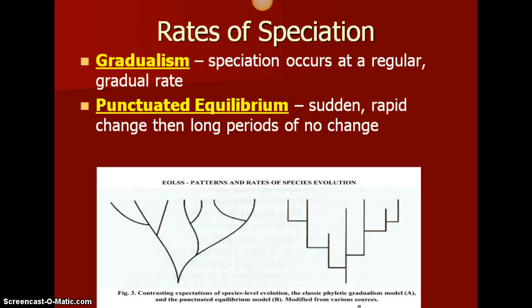So our rates of speciation, how do we get new species? Well, there's two thoughts on this. Gradualism says that speciation or development of new species occurs at regular gradual rates. Just over time, this just happens at a regular pattern. Punctuated equilibrium says that there's a sudden rapid change in the environment or in a situation that causes an explosion of new species, and then there's long periods of time where there's no change at all. We'll be looking at some of these in our notes, in worksheets as well in class.